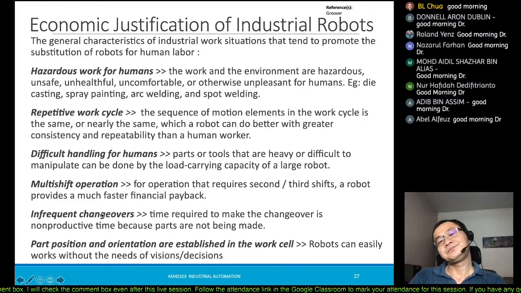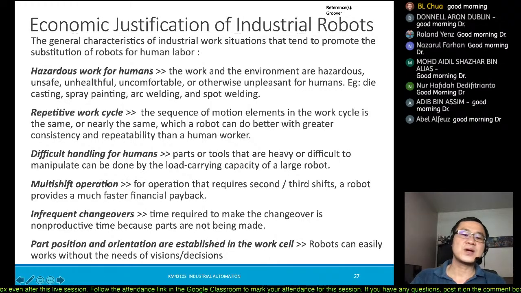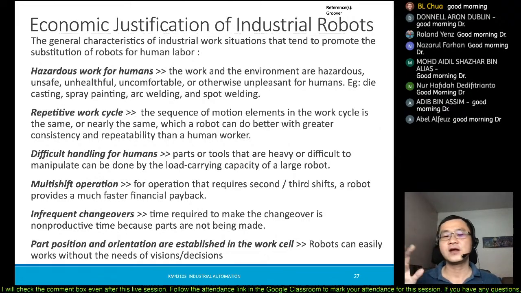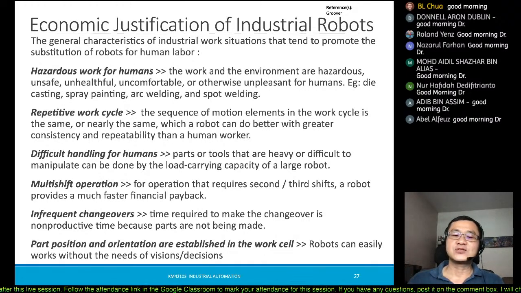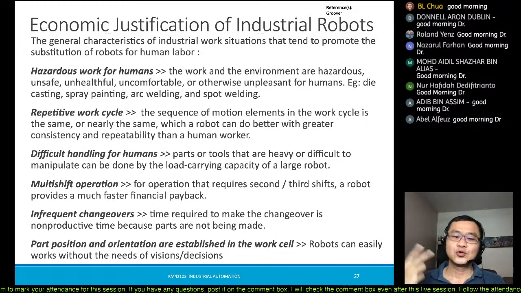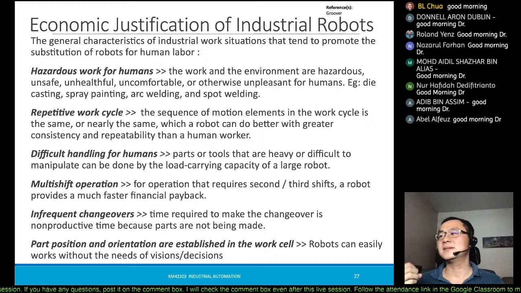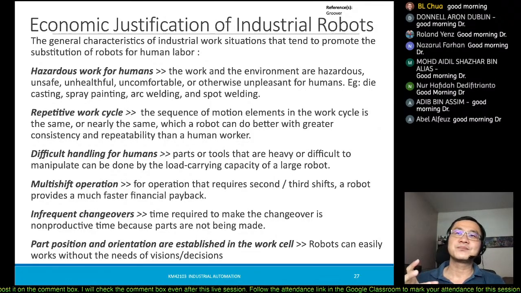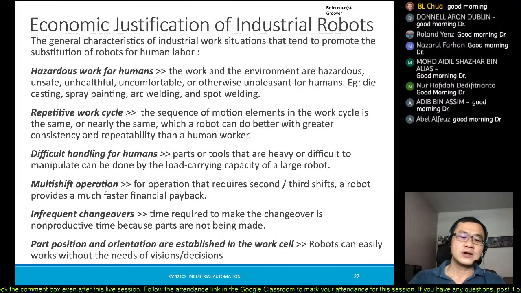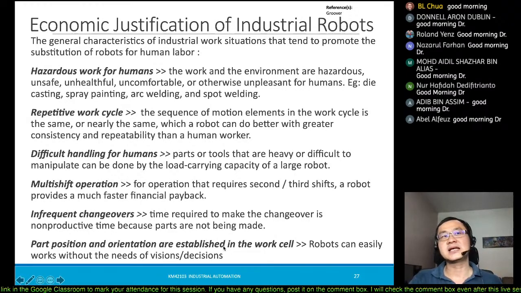Whereas the others would be the sub-justifications, where if you have operations that require multiple shifts, say an 8 to 5 shift, then 5 to maybe 12 shift, and then 12 to 8 shift, 3 shifts, or maybe 2 shifts, then a robot may provide a much faster financial payback, because if 2 shifts, one robot will replace two humans, or one robot will replace 3 humans, so that would make more money sense when you select a robot.